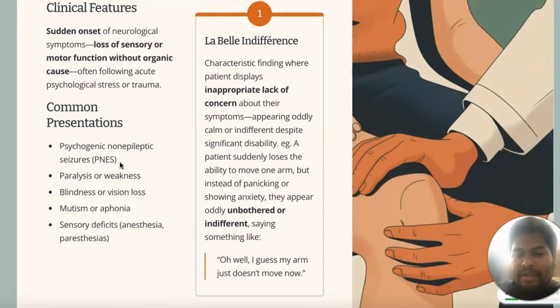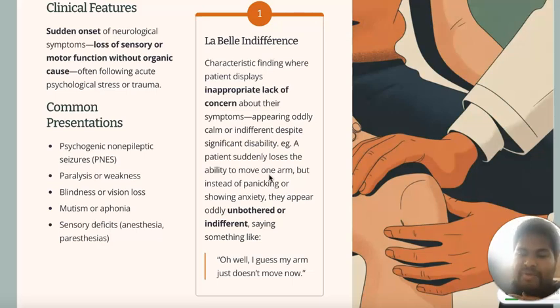There is one topic called La Belle Indifférence. I think it's from a French word. It's a condition where the patient displays an inappropriate lack of concern about their symptoms. It's especially seen in conversion disorder.